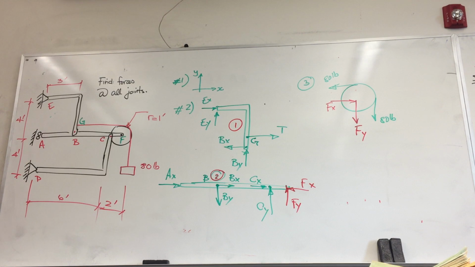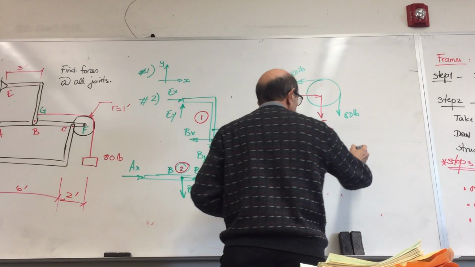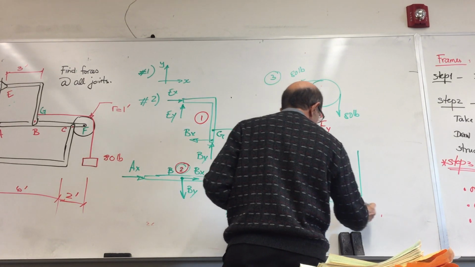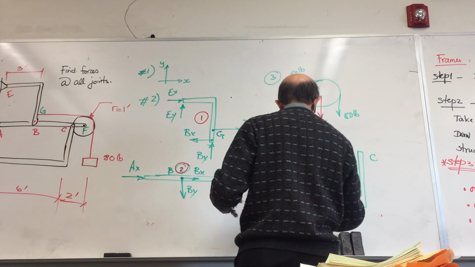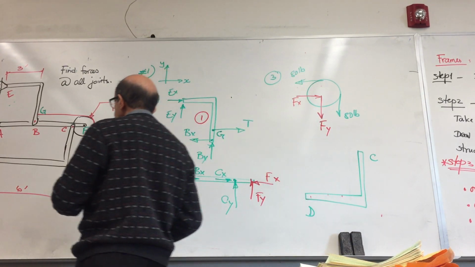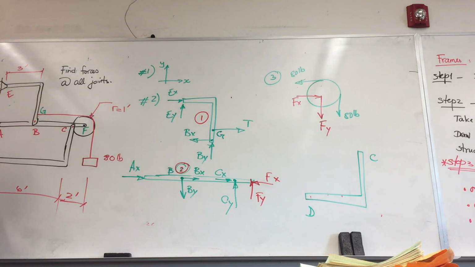Now I'm going to make an observation here, okay? Look at this member, member CD. How many unknowns do I have? AD is a pin. So how many unknowns do I have? AD. It is a 2-force member, 2 points. See, I told you watch out for the 2-force members.